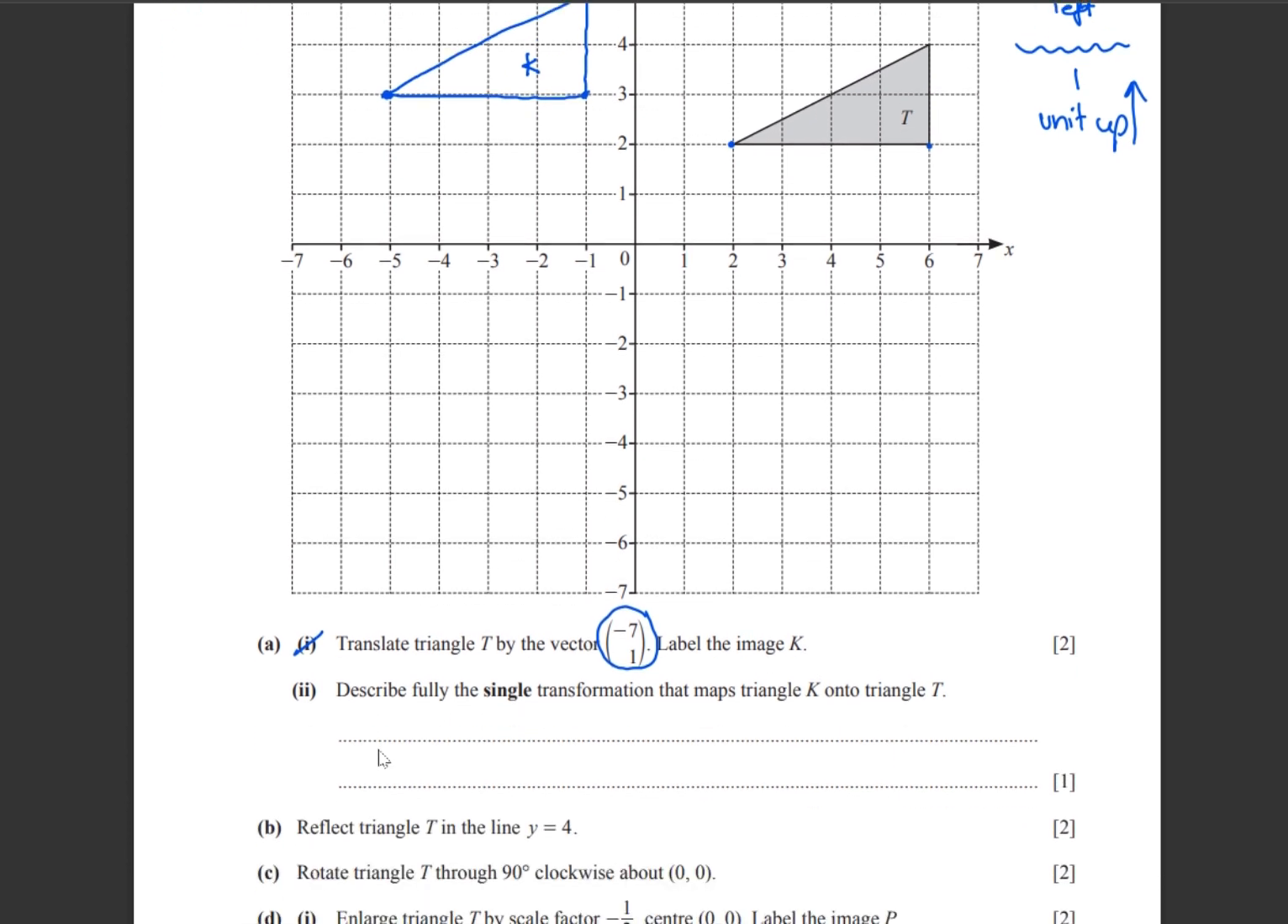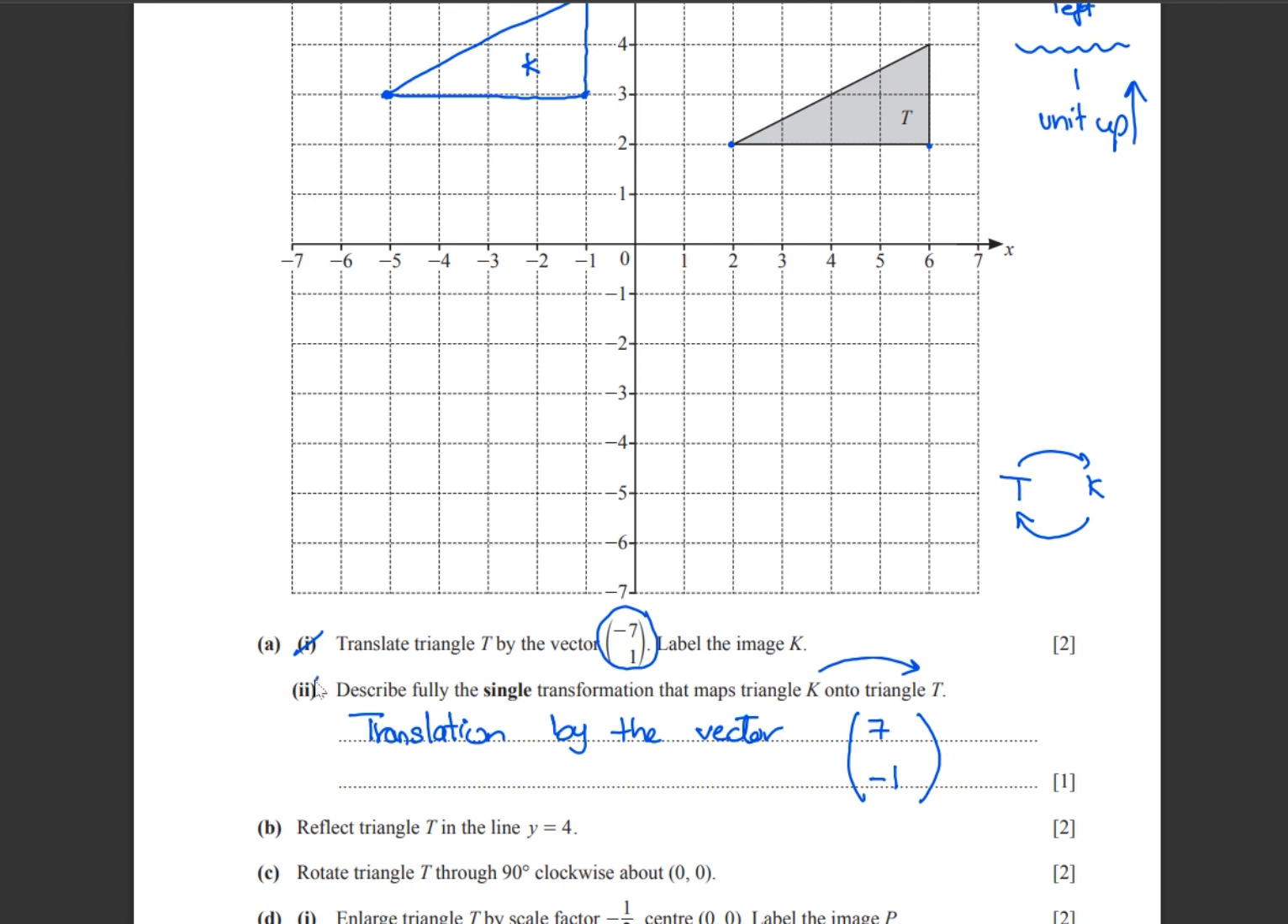It is translation by the vector. But now, if it is reversed, instead of from T to K, it is from K to T. So I'm going to reverse the sign of the vector. Instead of -7, it will be 7. And instead of 1, it will be -1. This happens when you just did from T to K, and now he's asking you from K to T back. When I am sending back the image or the triangle, I am going to reverse the sign of the vector.